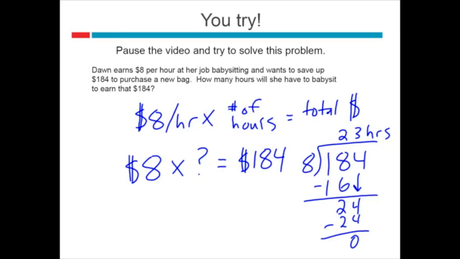Does this make sense? Well, let's figure it out. If she did work 23 hours at $8 per hour, how much money would she have at the end? Well, 23 hours times $8 per hour would give us 8 times 3 is 24, and 8 times 2 is 16, plus 2 is 18. So indeed, we would get 184. Great, so it works out.